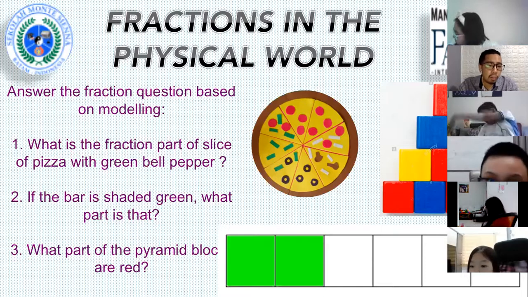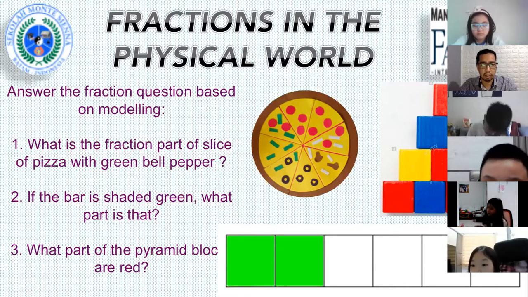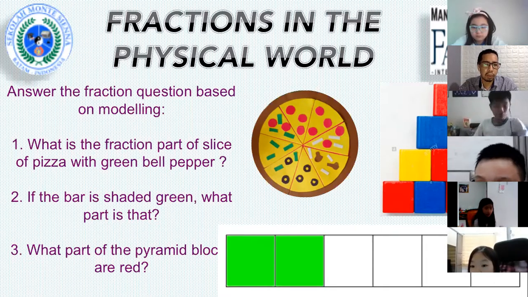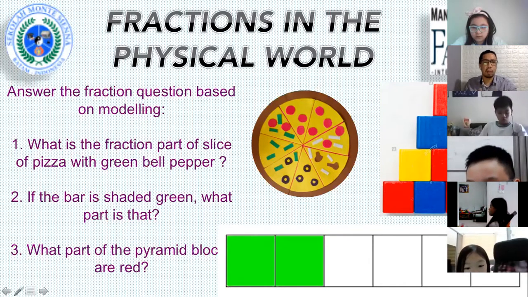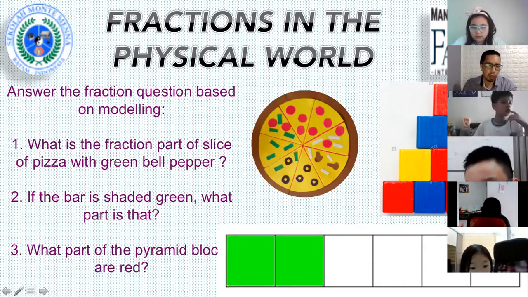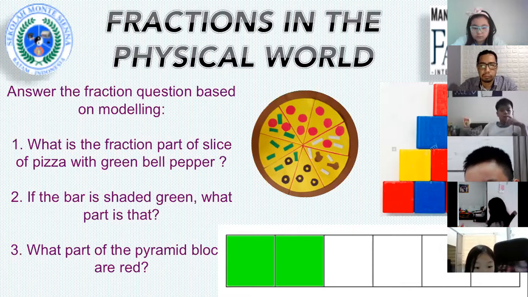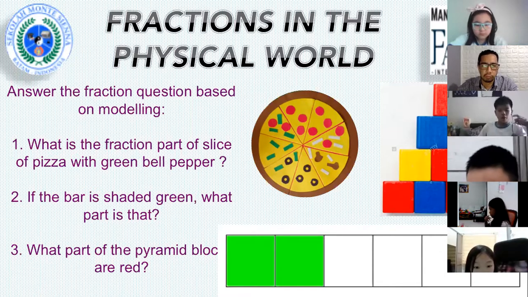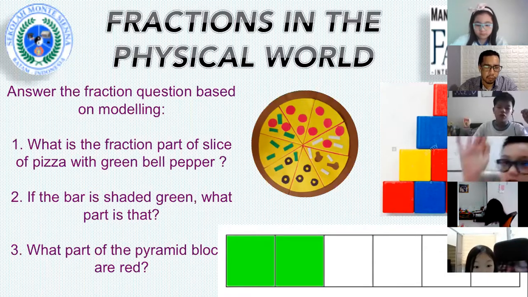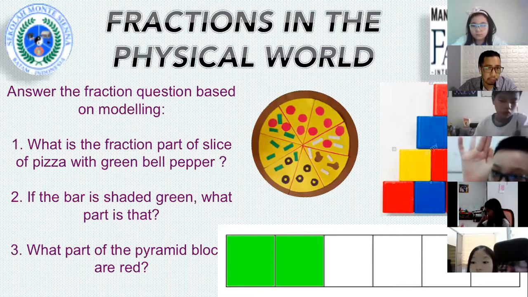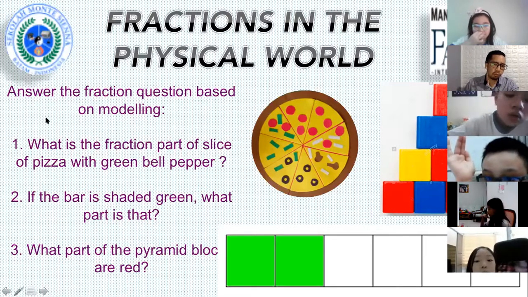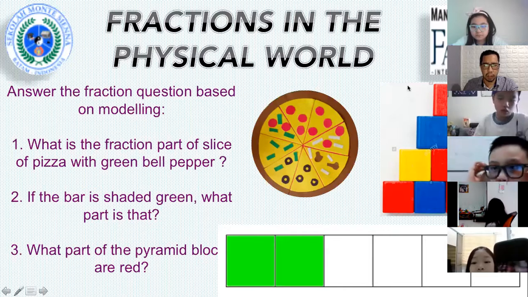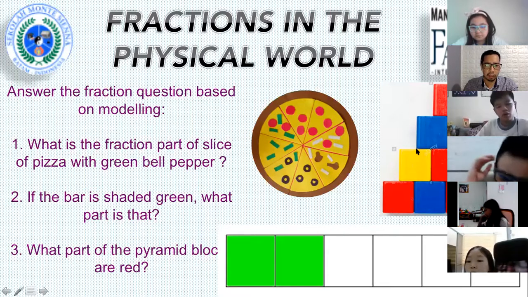Okay, next one. Number 3. What part of the pyramid blocks are red? How many blocks of red are there in this pyramid out of the total number of blocks? Yes, Ricardo? 4 per 10. Correct.